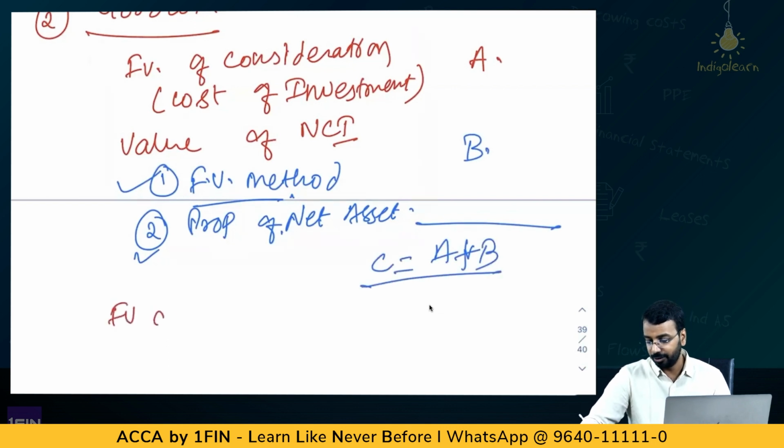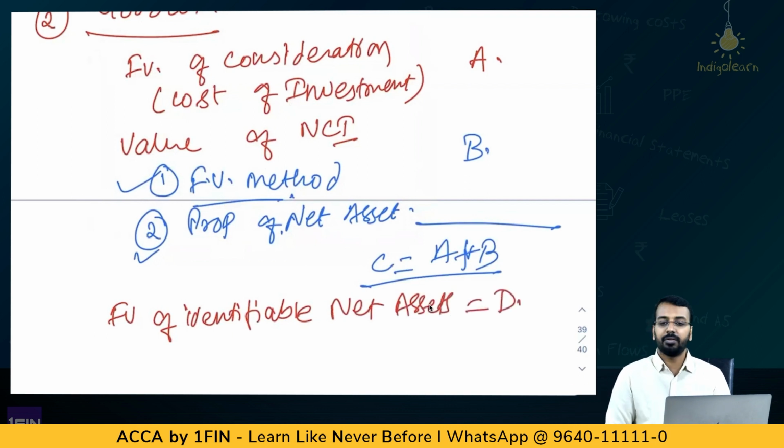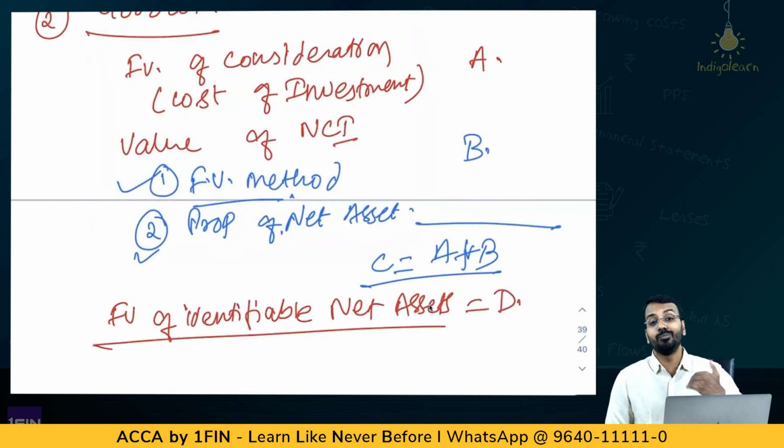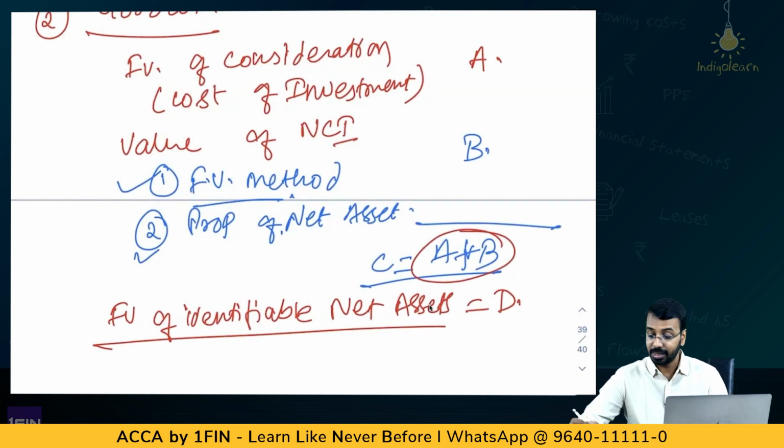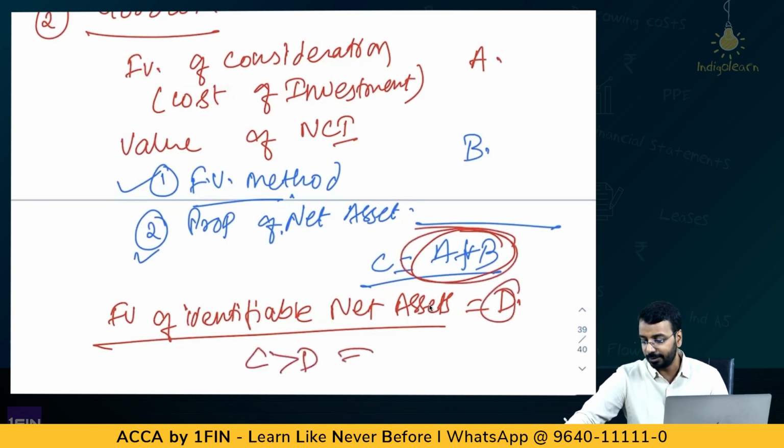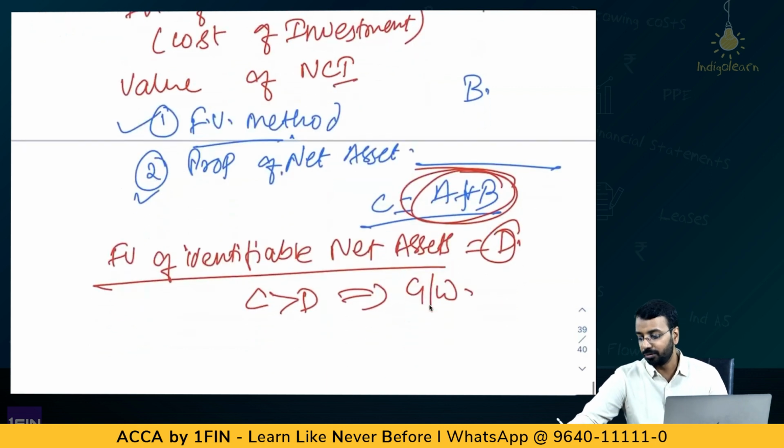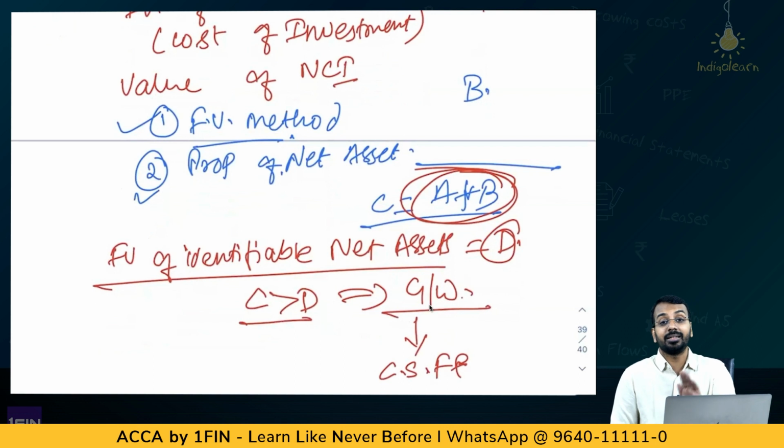Then you will calculate fair value of identifiable net assets. Let us say this is D. Fair value of identifiable net assets. Now, if fair value of identifiable net assets is more than A plus B, it means there is a bargain purchase and there is a gain. And the second case is, if whatever you have paid, A plus B, is greater than D, so if C is greater than D, this implies that there is goodwill, and this goodwill is recognized in the consolidated statement of financial position, right? So if C is greater than D, there is goodwill. If D is greater than C, there is a bargain purchase.